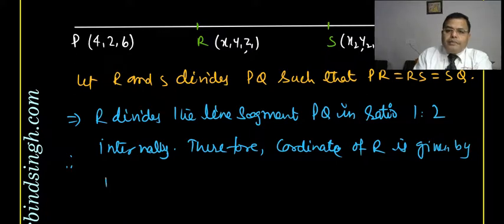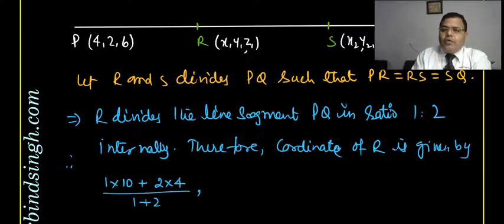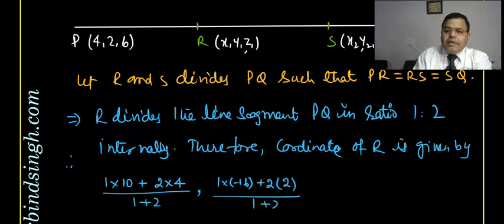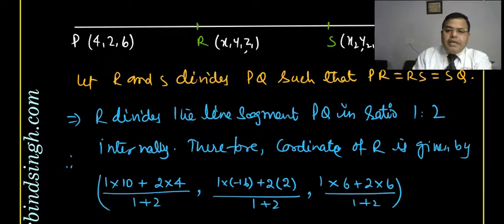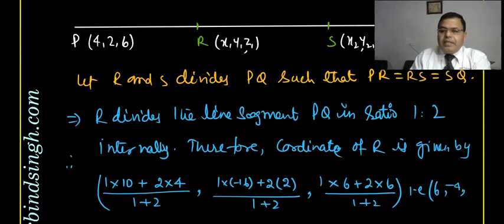So 1 into 10 plus 2 into 4 upon 1 plus 2, that is the x coordinate. The y coordinate is 1 into minus 16 plus 2 into 2 divided by 1 plus 2, and the z coordinate is 1 into 6 plus 2 into minus 6 divided by 1 plus 2. That will be 10 plus 8, 18 by 3 is 6. Minus 16 plus 4 is minus 12, divided by 3 is minus 4. And this is 6 minus 12, which gives minus 6 by 3, and so on. So this is the coordinate of R.